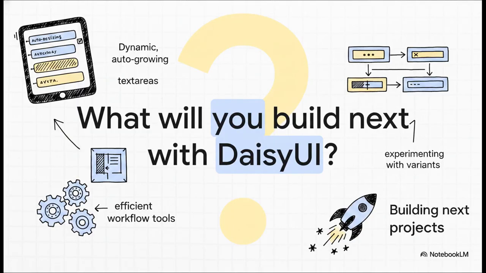Well, that brings us to the end of this visual guide, but I want to leave you with one final thought, or rather a challenge. With these dynamic, auto-growing, semantically styled text areas now right at your fingertips, what are you going to build next? Seriously. Think about how these efficient workflow tools can elevate the polish and professionalism of your very next project. I highly encourage you to drop these into your layouts and experiment with the variants yourself.